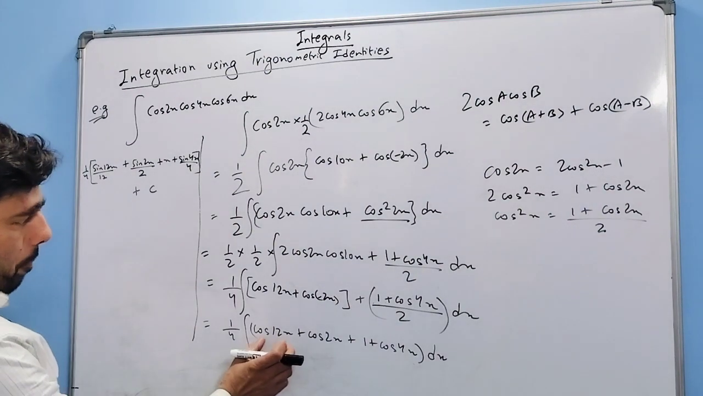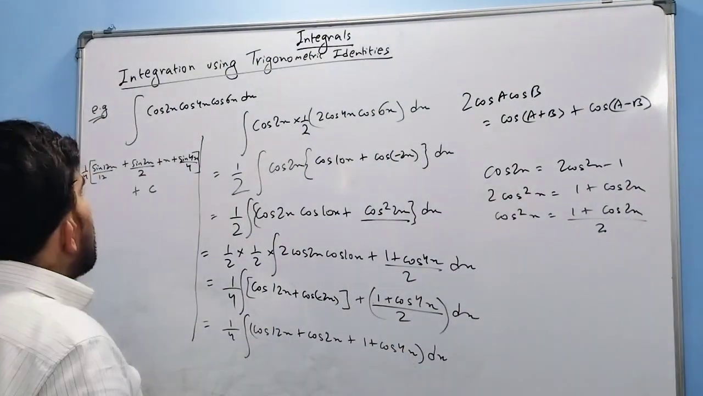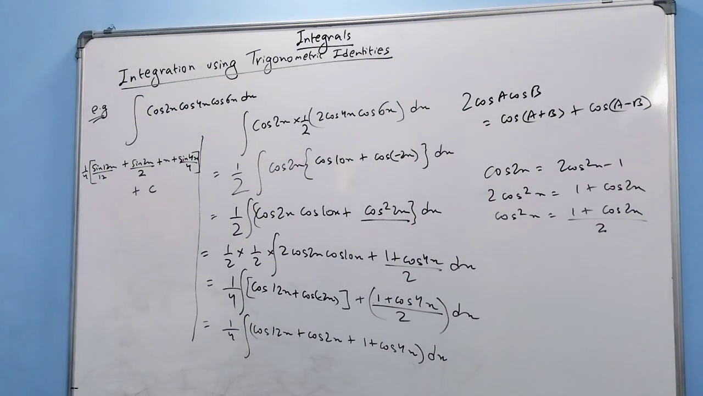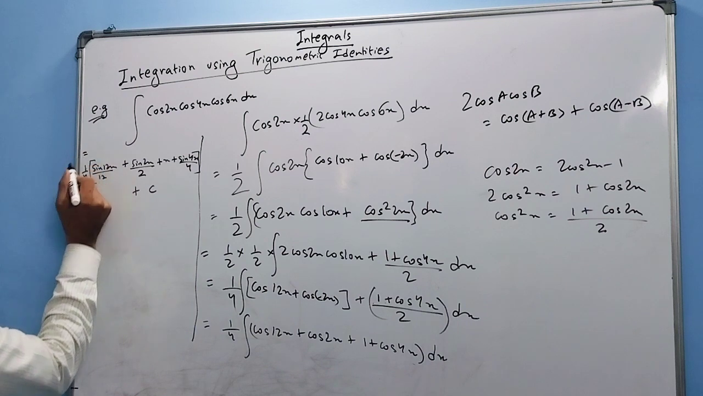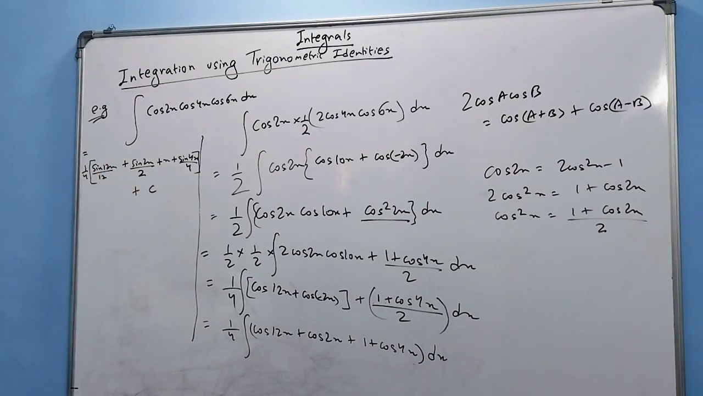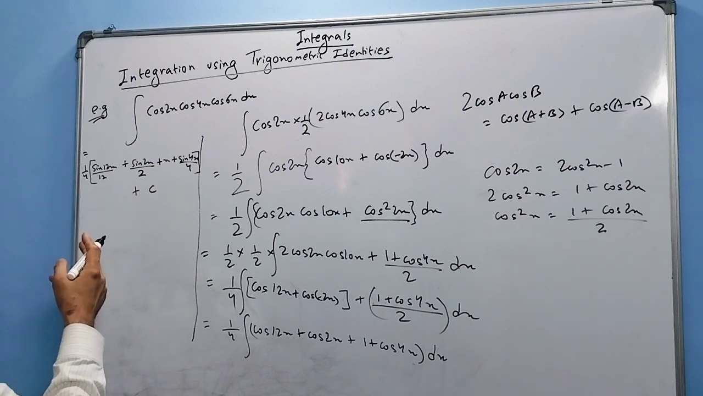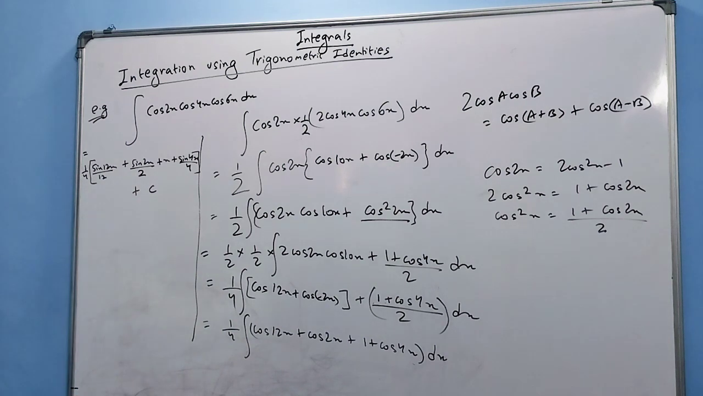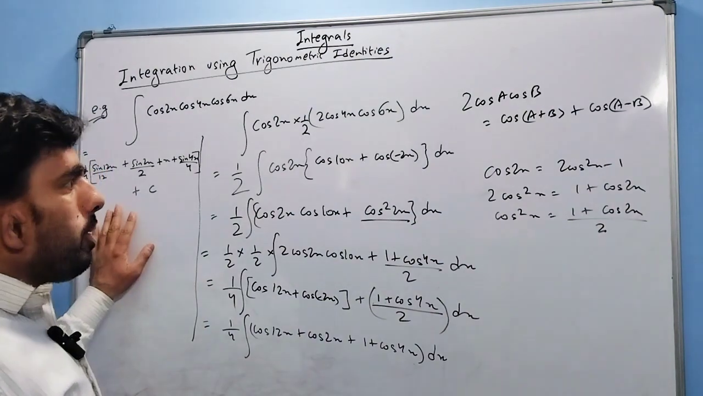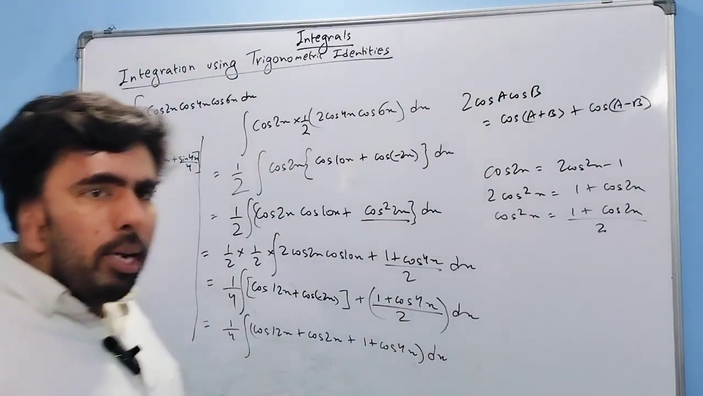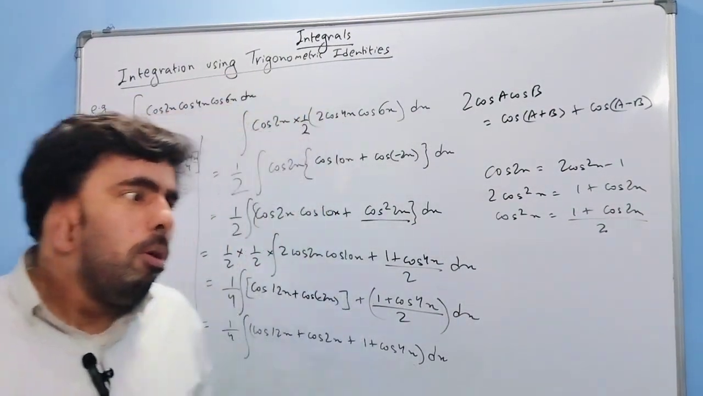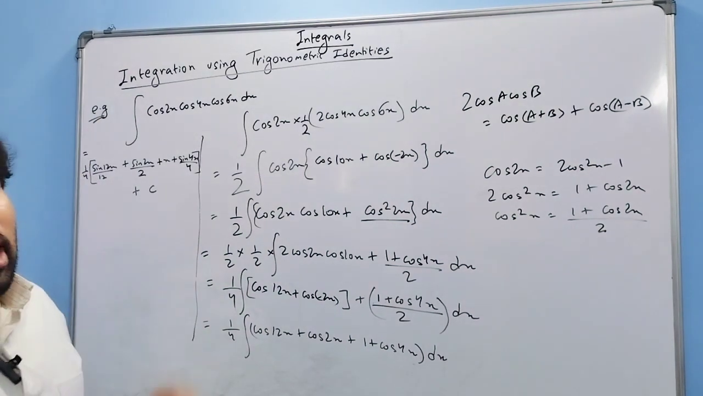So we have separately integrated them, so that we got the answer. Further, we can take another step, but I think it's sufficient if I multiply here 1 by 4 inside, so it will be 48, or else we can take the LCM also. But it's still sufficient to keep this as an answer. So that is how we are able to apply the trigonometric identity.